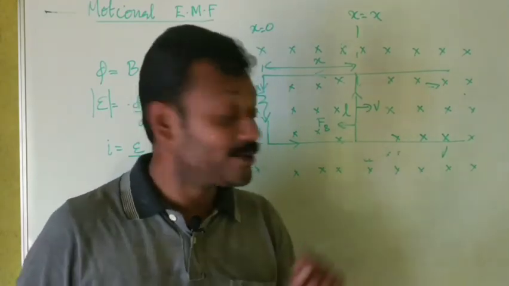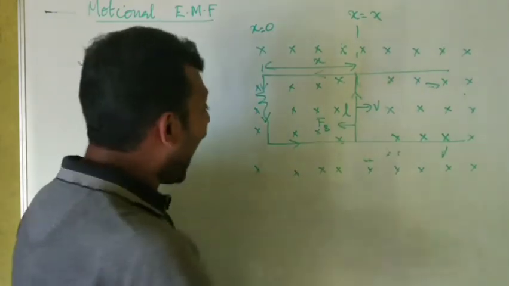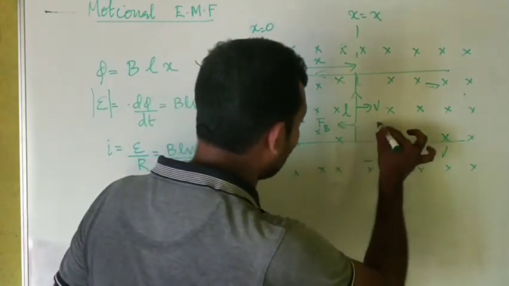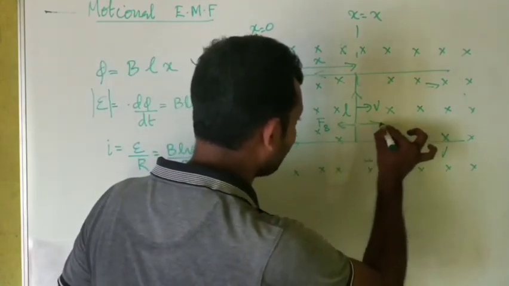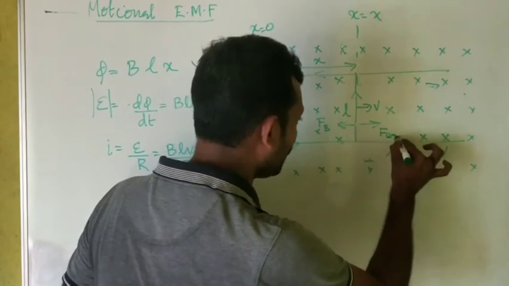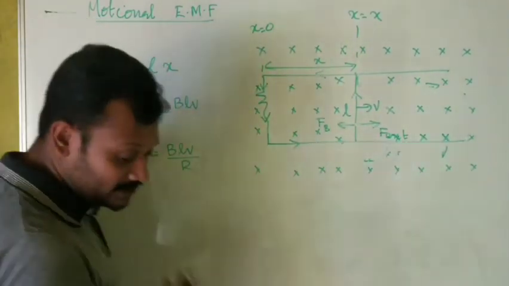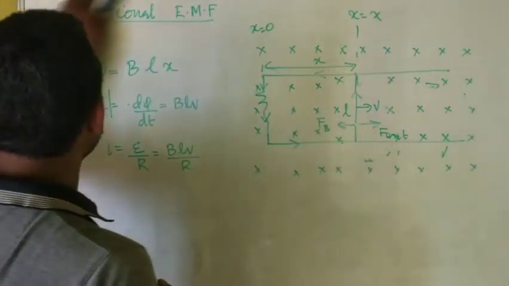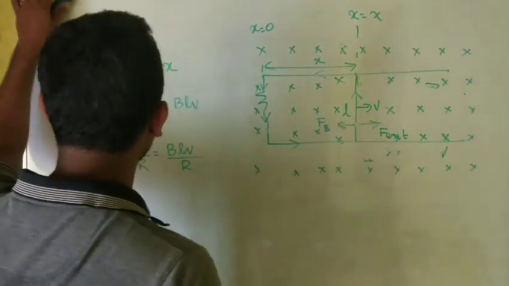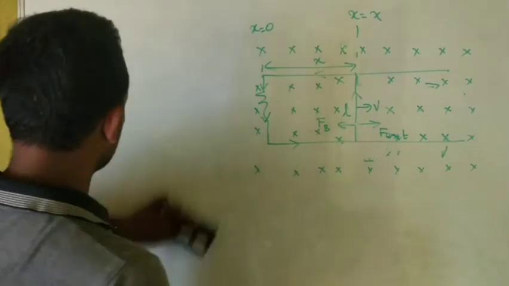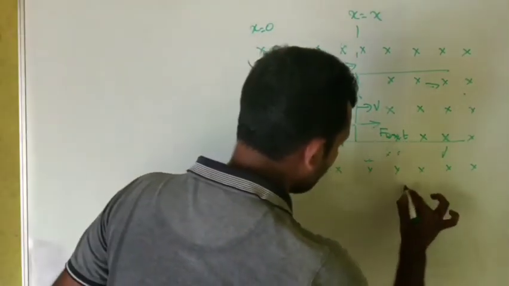So what should I do in order to sustain this velocity? An external agency has to apply a force in this direction. Let me tell you, that is F external. F external is equal to FB, right? So I'm just wiping off the setting. So we got this expression: I is equal to BLV by R.